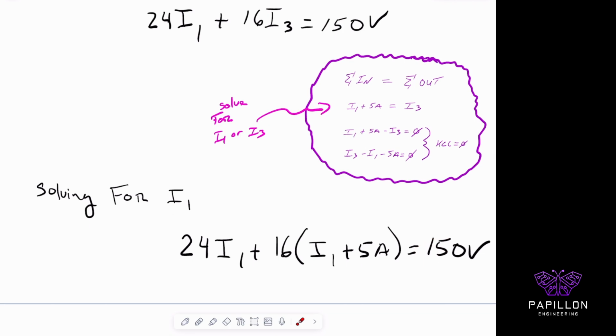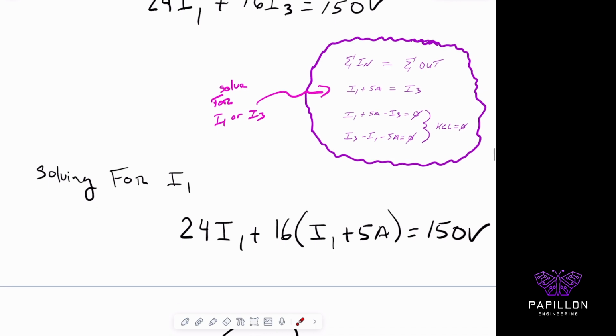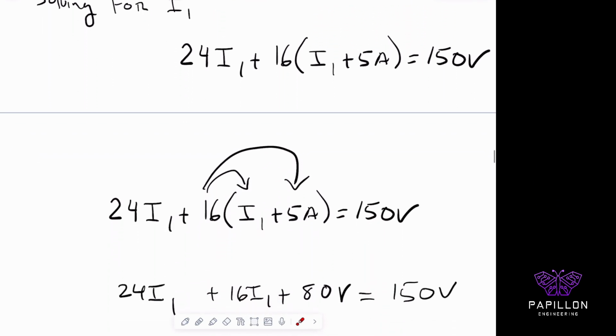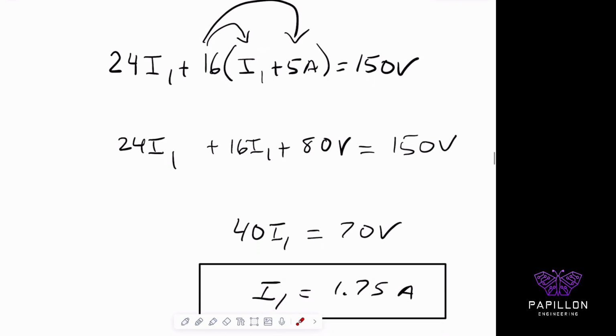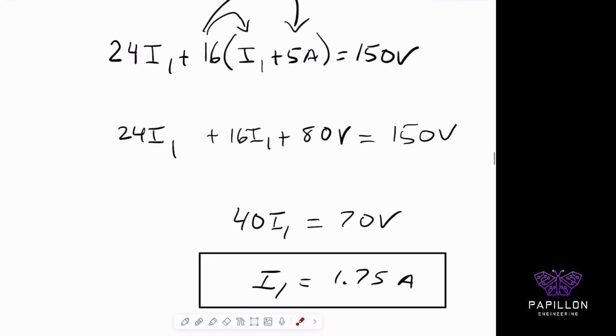Why again? Because my goal is to get one unknown. This is going to leave me with one unknown, and that one unknown left is going to be I1. So when I simplify that out, I get back the following equations. You can go ahead and pause it, but ultimately you're left with I1 being a value. The value of I1 is going to be 1.75 amps, which is pretty neat. All right, so hopefully this is starting to click a little bit.